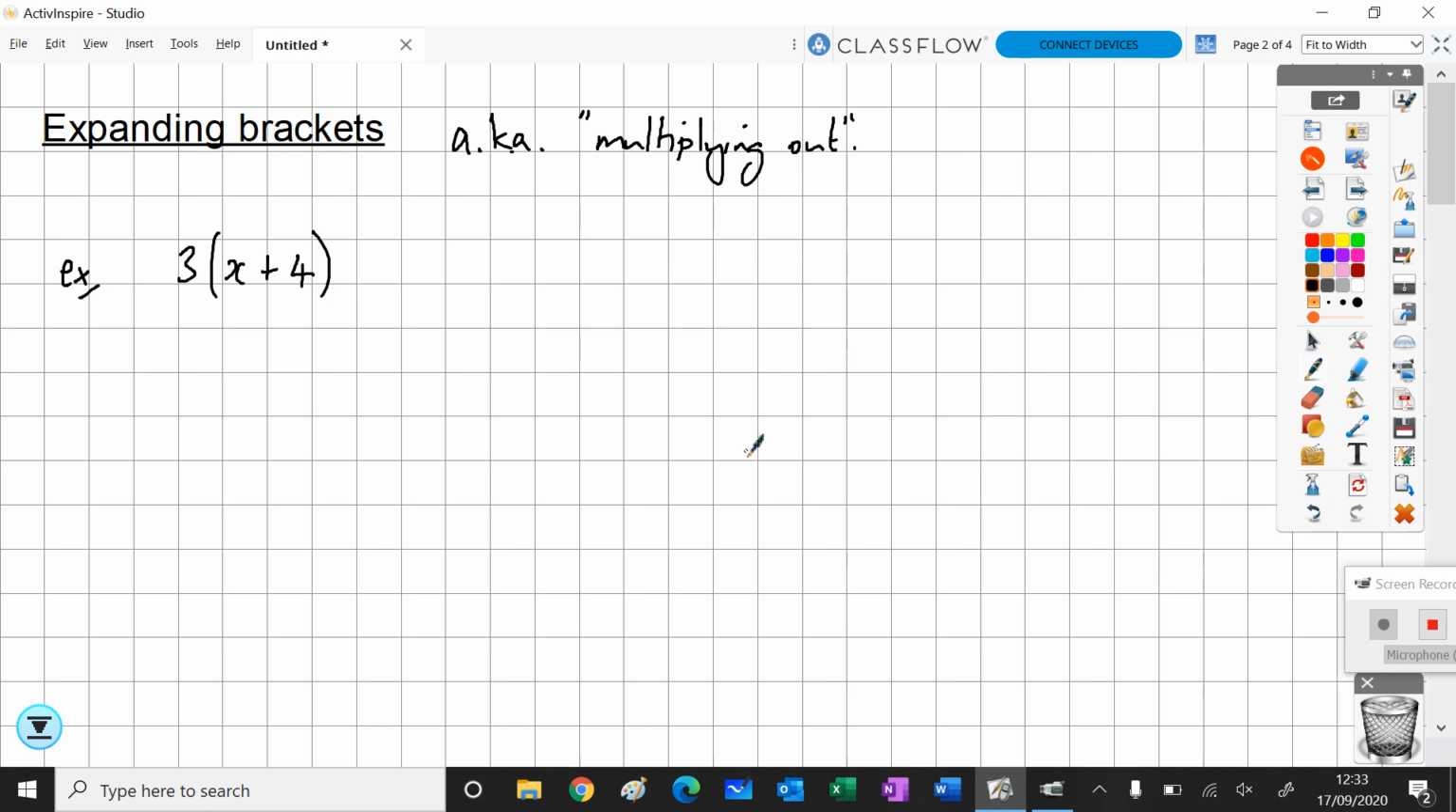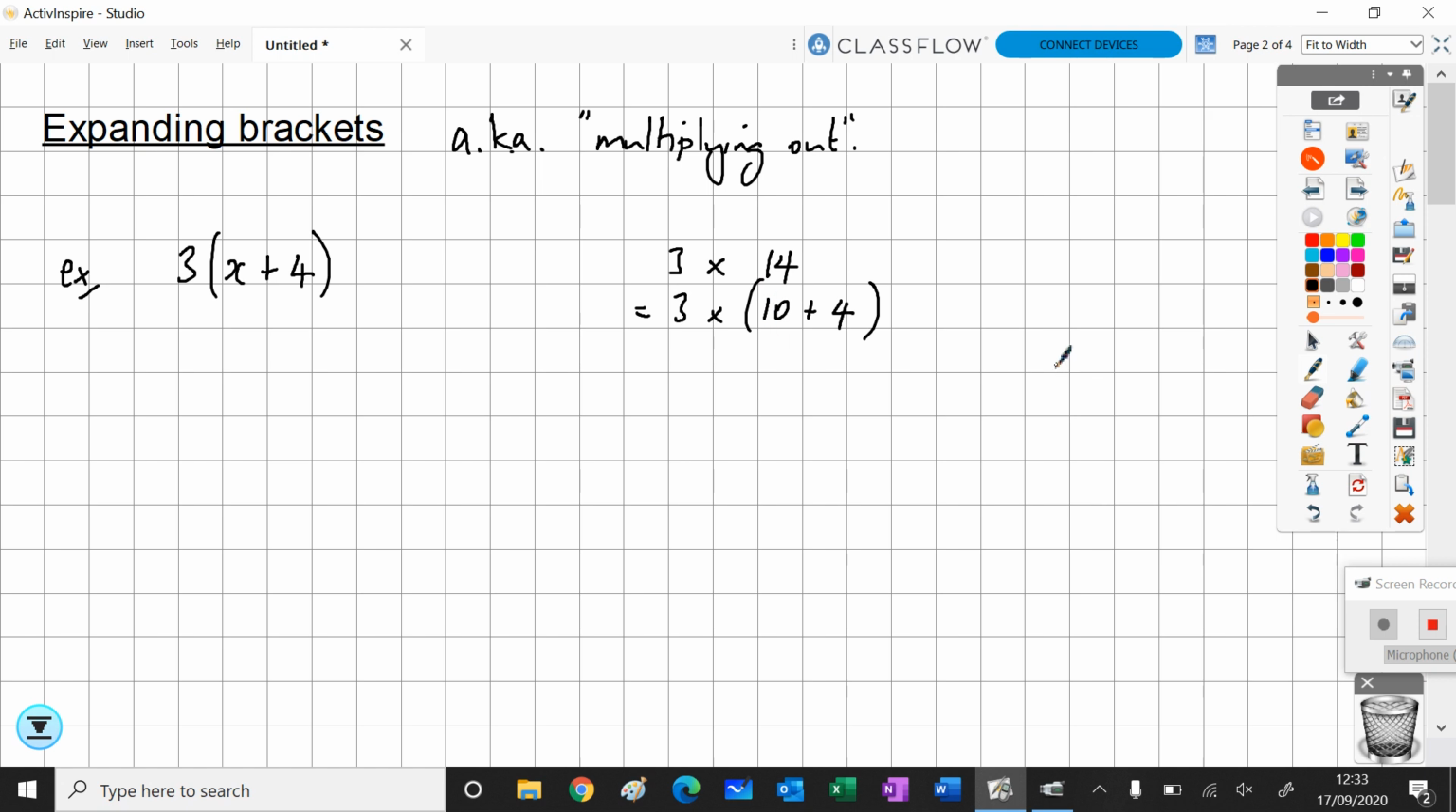Well, first of all, let's take a numerical equivalent to understand why this actually works. Suppose you were asked to work out 3 times 14. Now, there's all sorts of ways that we could do that. But in terms of me explaining why expanding brackets works, let's rewrite this as 3 times, and then let's make a bracket, and rewrite the 14 as 10 plus 4.